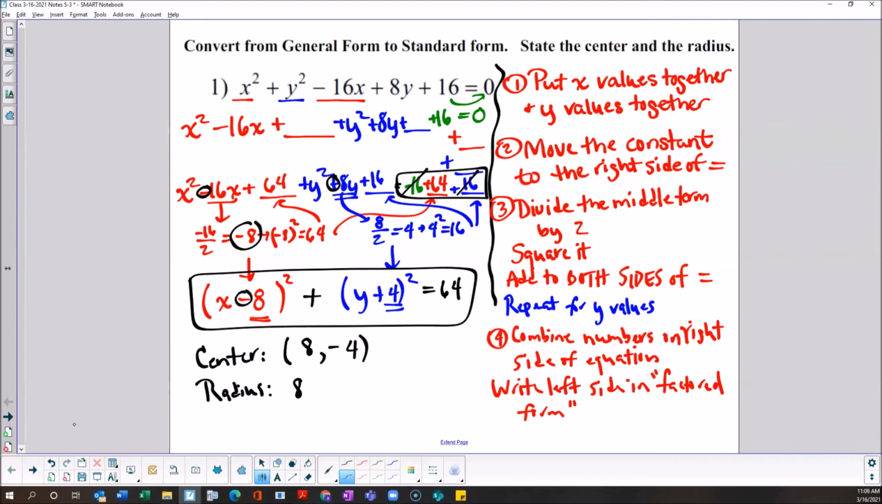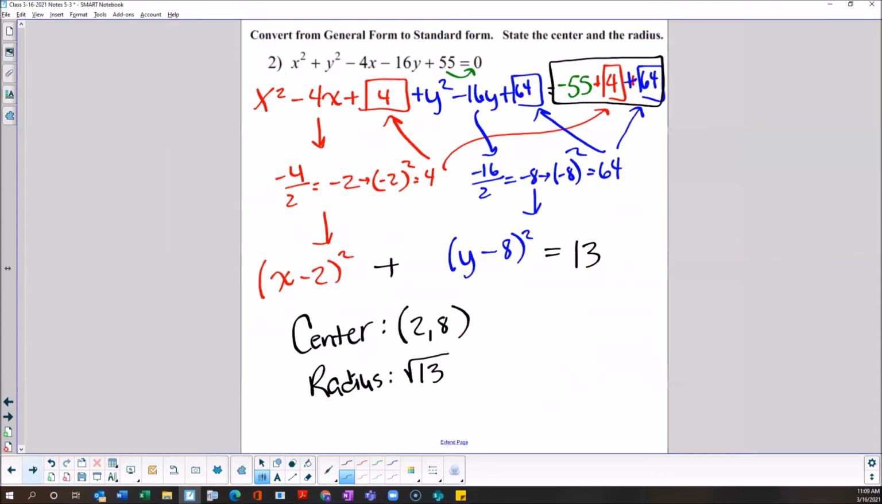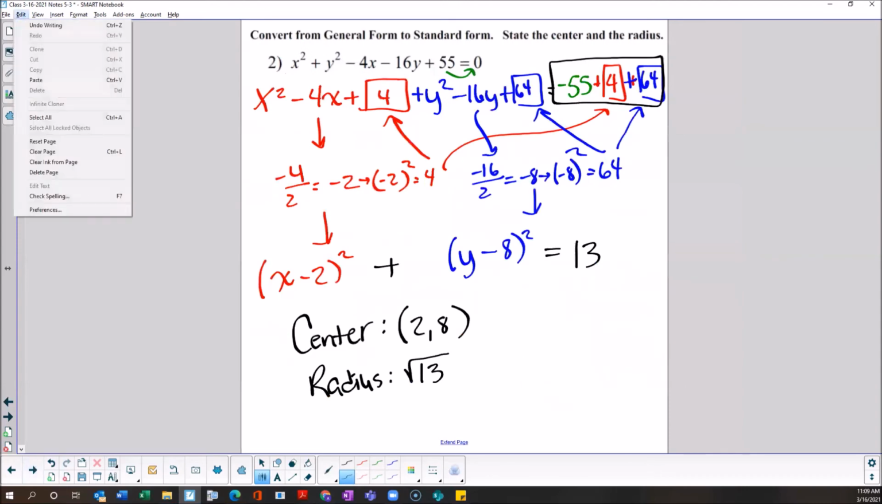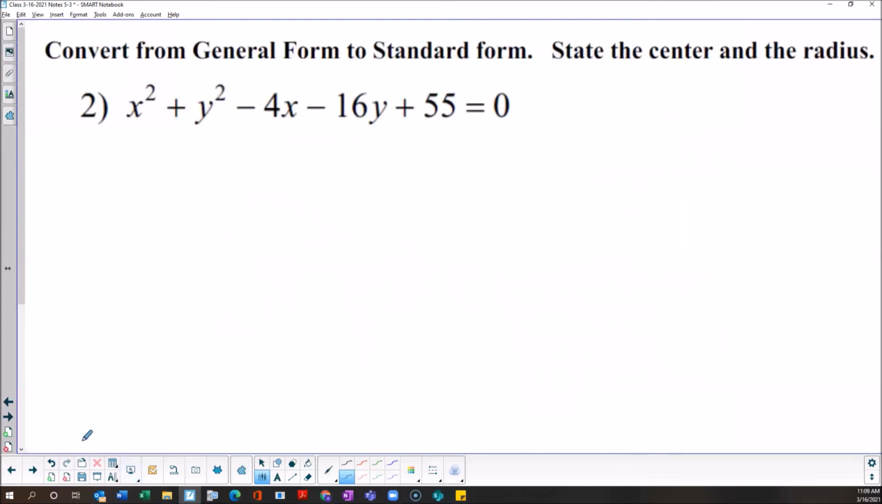Right? Not too bad. Should we do another one? Let's do one more. All right. Okay, let's do this one. I'll do it a little faster. I'm not going to write down the steps this time. So let's see. What do I do first?